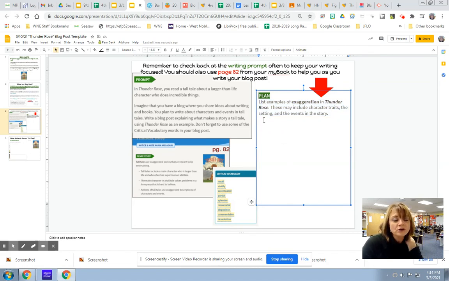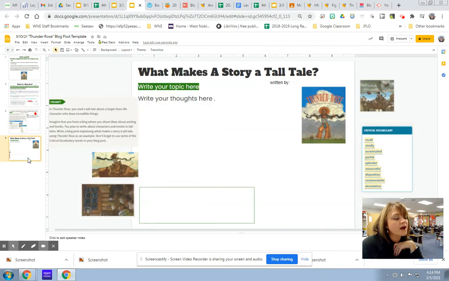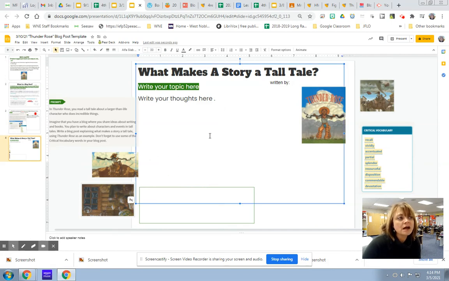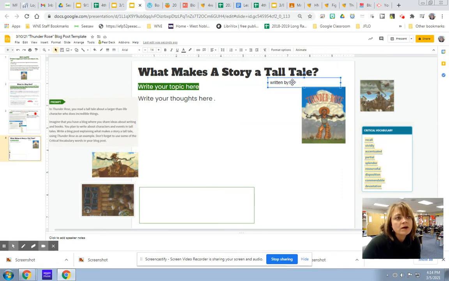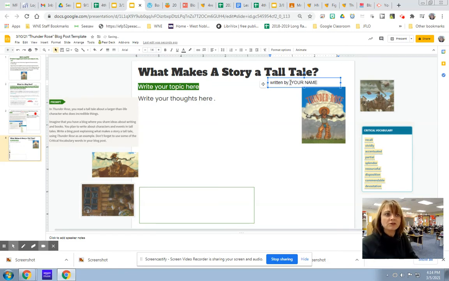Type your list for your plan right here on this slide. And then finally, here's the slide where you will make your own blog post. I put the title in for you. What makes a story a tall tale? Where it says written by, you need to click there and then write your name, whatever your name is. Put it there like you're a journalist for real.